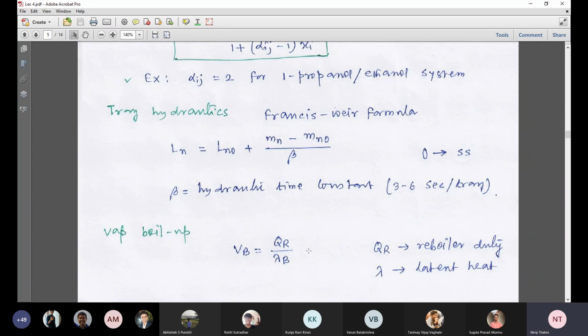Now come to the lambda B. In fact, we will get the answer how we can calculate lambda S also. How to calculate QR in the right hand term we discussed. Now the variable which is left here is lambda B. Anyone can give the answer how we can calculate lambda B, or any other way to have this information?